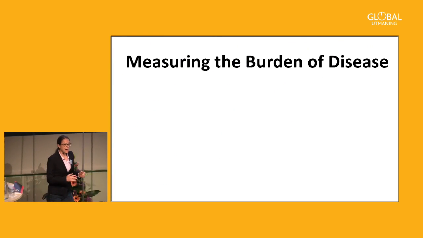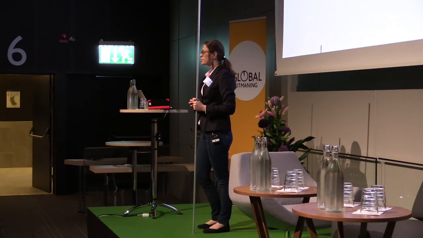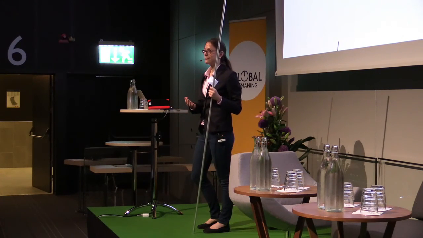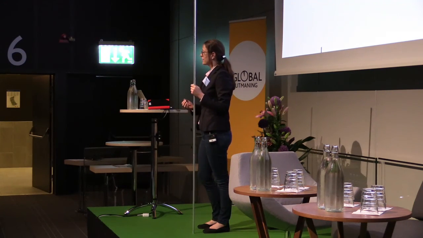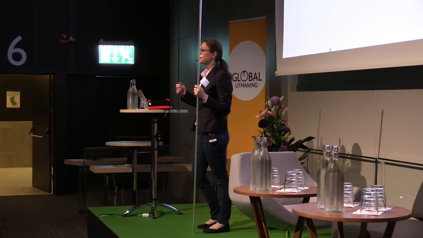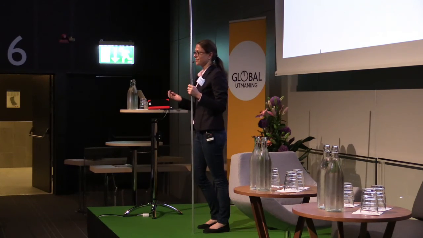Now we have looked at how health and income go together. Let's look closer at health. How do we measure health? How do we measure diseases? Maybe what you think of first is, well, the easiest way to think is number of deaths. How many people die in each country? How many people die from a certain cause in a country?